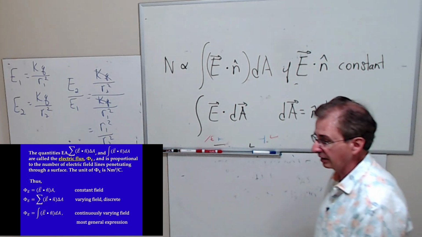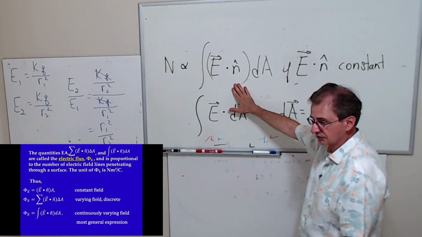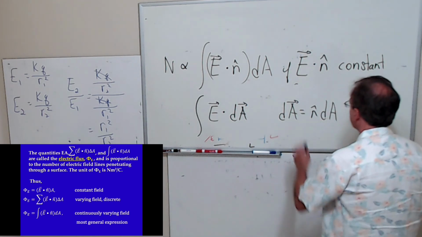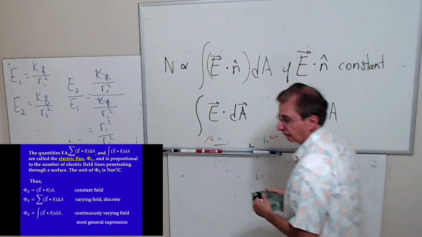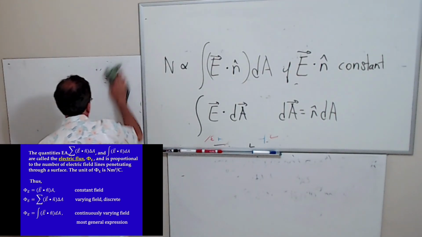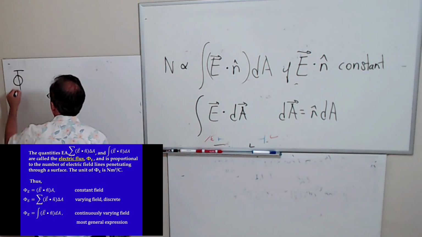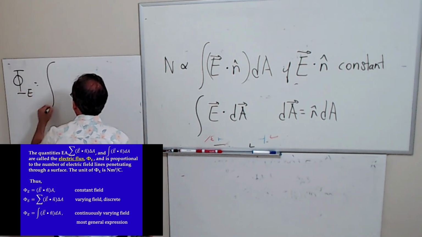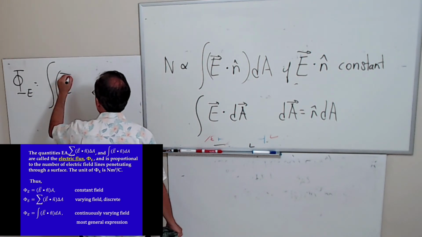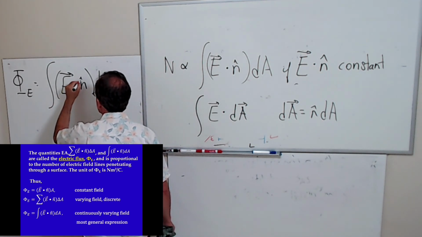And so in general, this is the more general case. Writing it this way for n is the most general case. We call this thing the electric flux, by the way. Okay, this thing that we're writing down is called the electric flux, denoted by the Greek letter phi sub e. And the electric flux is given by the integral of E dot n dA. This is the most general case.